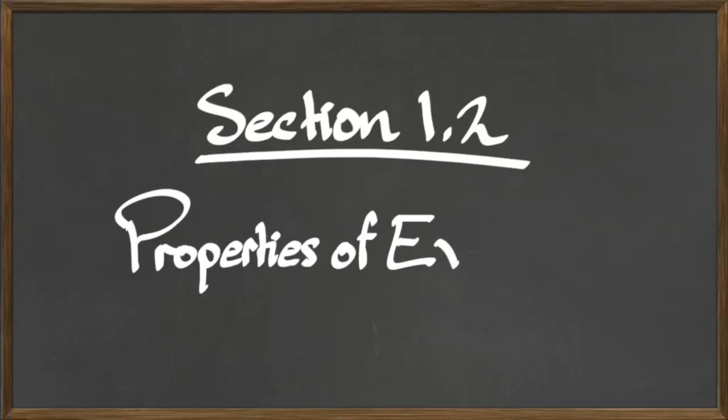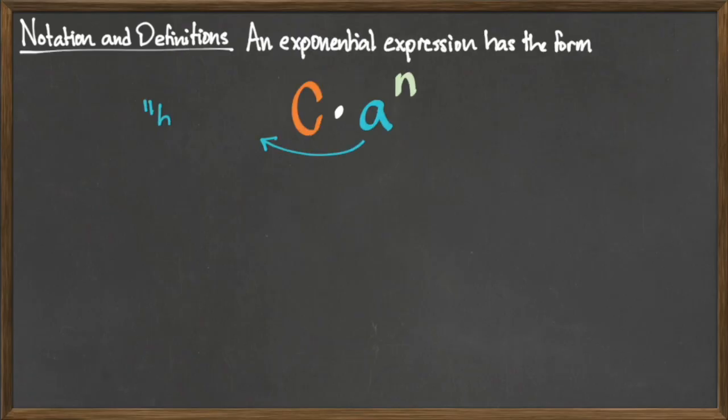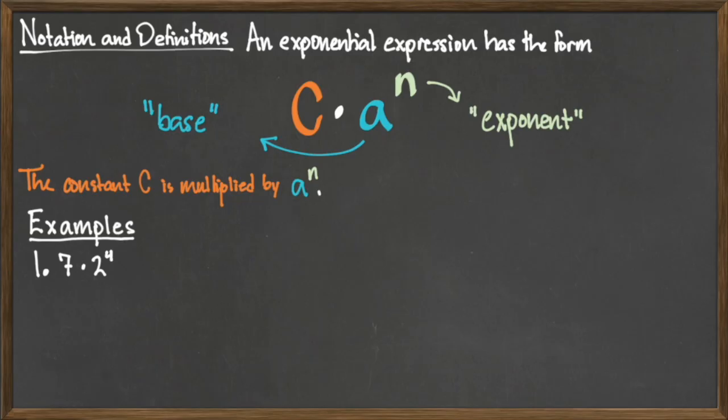Hey everyone, in section 1.2 we talk about the properties of exponents. An exponential expression is a mathematical expression of the form c times a raised to the n. Here we're referring to a as the base, the number n is the exponent, and c is some possible constant multiplier on the outside. As an example, consider 7 times 2 to the fourth.